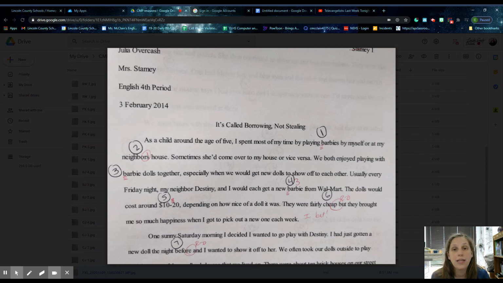If you need different pictures, or if you want to come get your original, you can. I just need to make sure that I get that original back so that I can grade your original papers. If you have any questions, let me know.